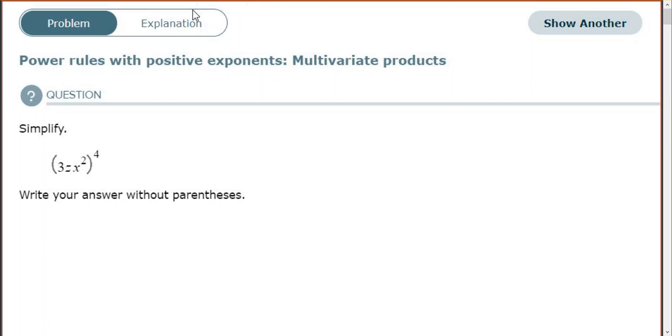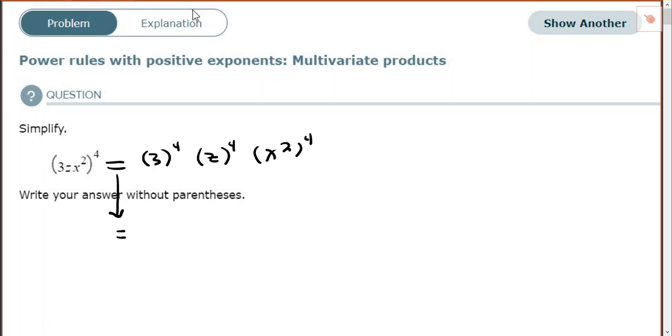We see that we have 3z times x squared, all raised to the fourth power. So we don't have anything inside the parentheses that we can simplify, but outside of the parentheses, we have it all being raised to the fourth power. So what we need to do is to raise each term inside to the fourth power there. And then simplify.